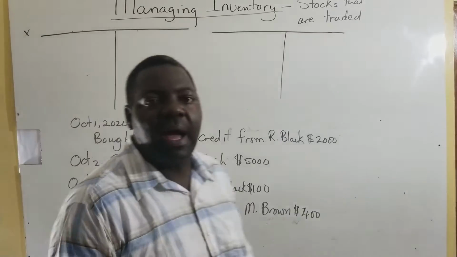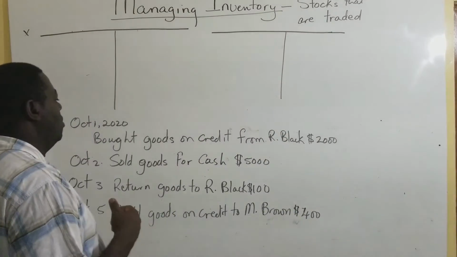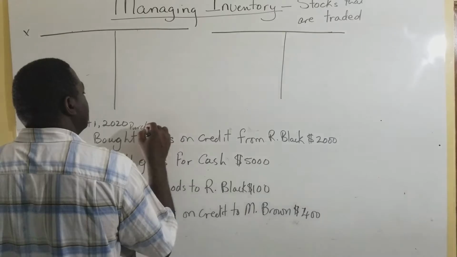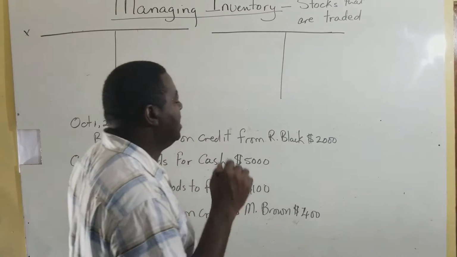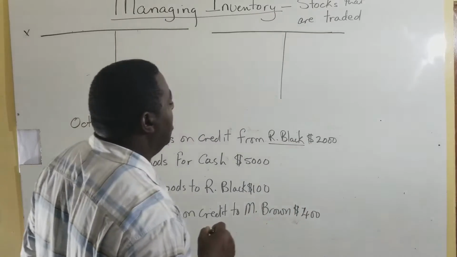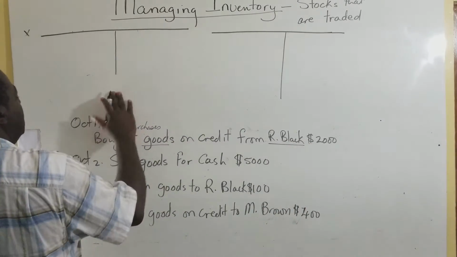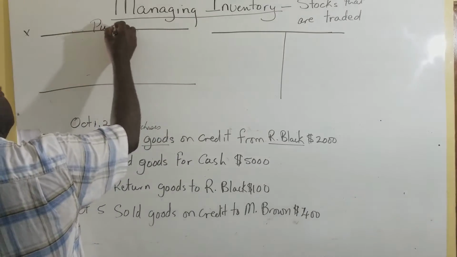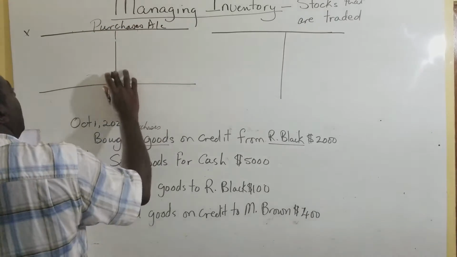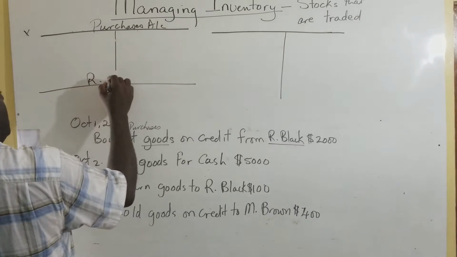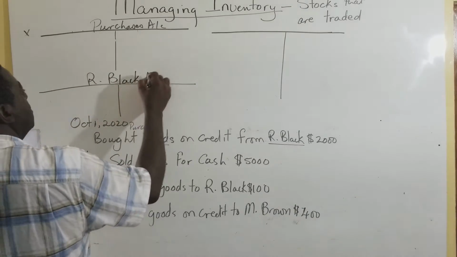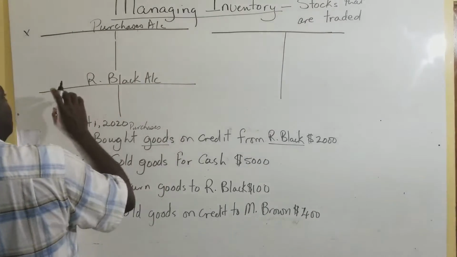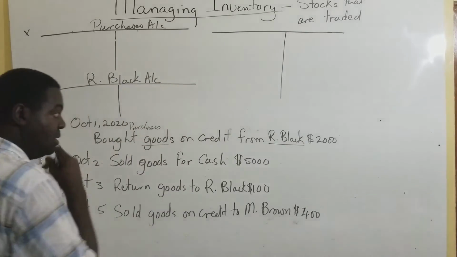Now, two questions we'll ask ourselves. What are we buying? Goods. If we're buying goods, then it's going to be the purchases account. From whom are we buying it? It says we're buying it from R Black. So our two accounts affected would be purchases account, and the next account is R Black account. Remember, this side is called our debit side, and this side is our credit side. Debit side and credit side. So let's record the transaction.